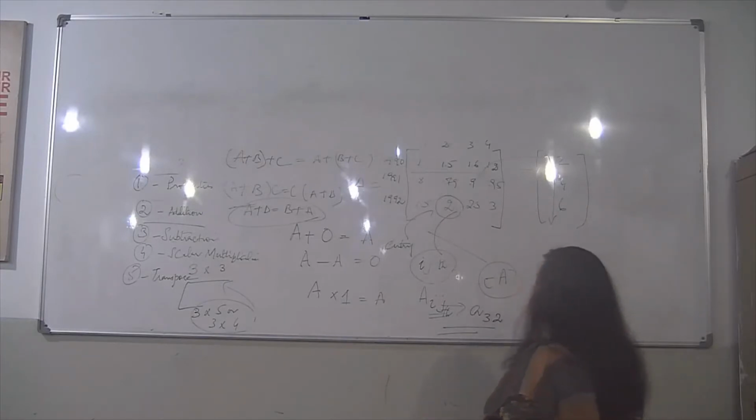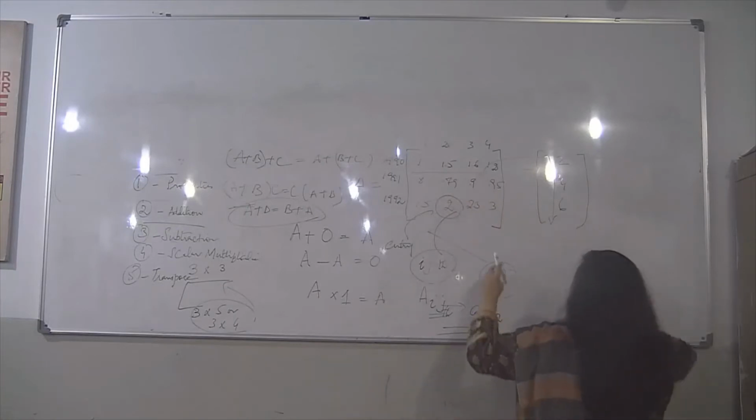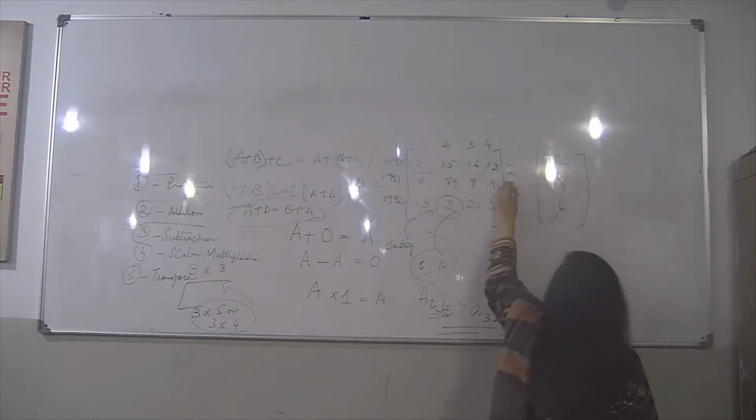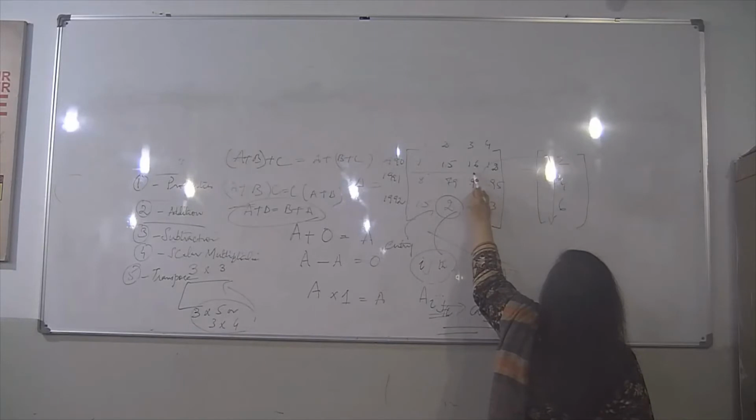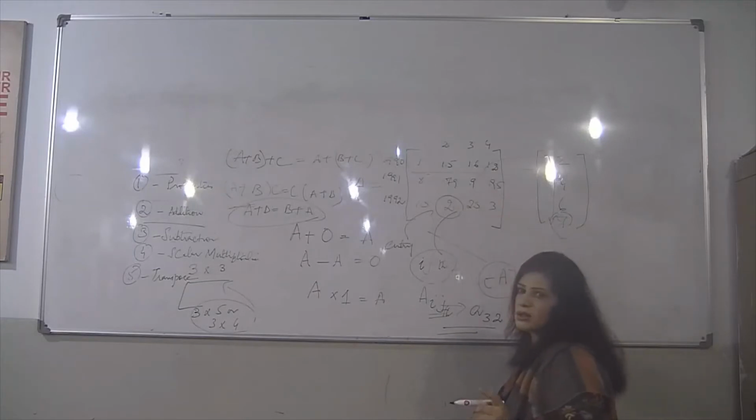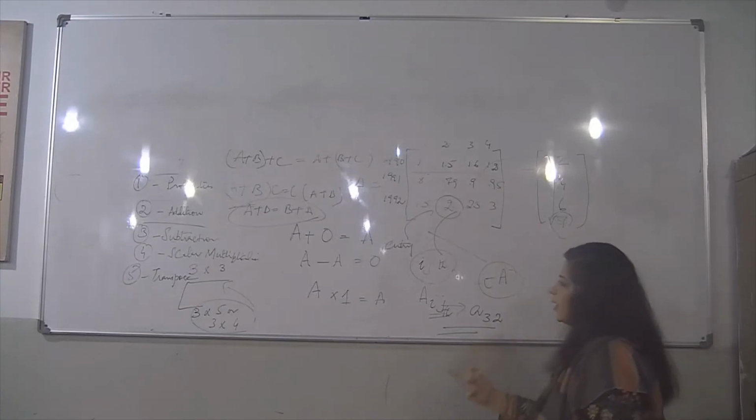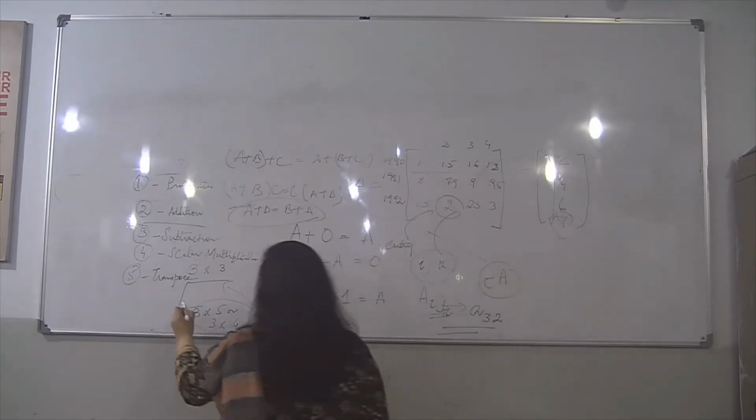So for multiplication, this value will be multiplied with this, and this with this, and then this with another one. If the dimensions do not match, then you cannot multiply them, because this has to be multiplied with something, otherwise the answer would be returned as nil or null. Let's go towards the book. The final concept is transpose.